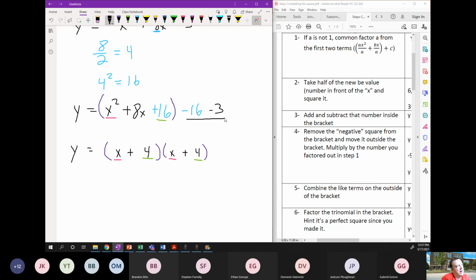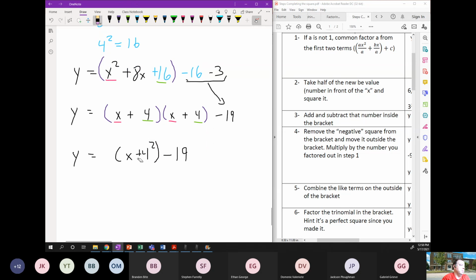Now what I'm going to do here is I'm just going to combine these two terms here and put it down here. So that'll become negative 19. I'm just putting those two together. Okay. Now, as we saw before, we don't need to write this term out twice. We can just write it out once and put a square to it. Does that make sense to everybody? How I rewrote that? Okay.